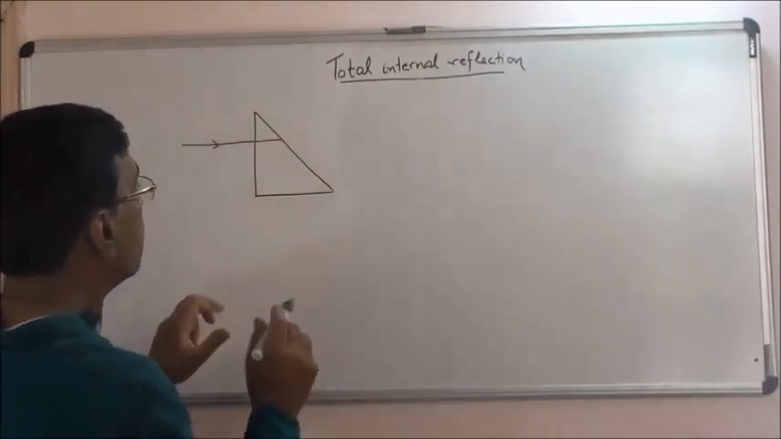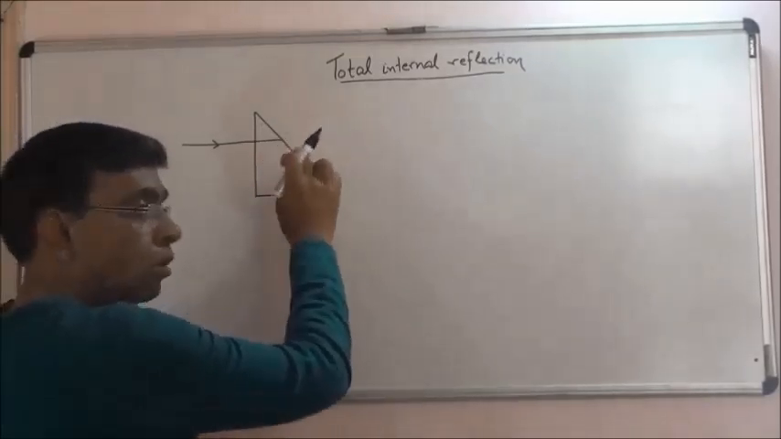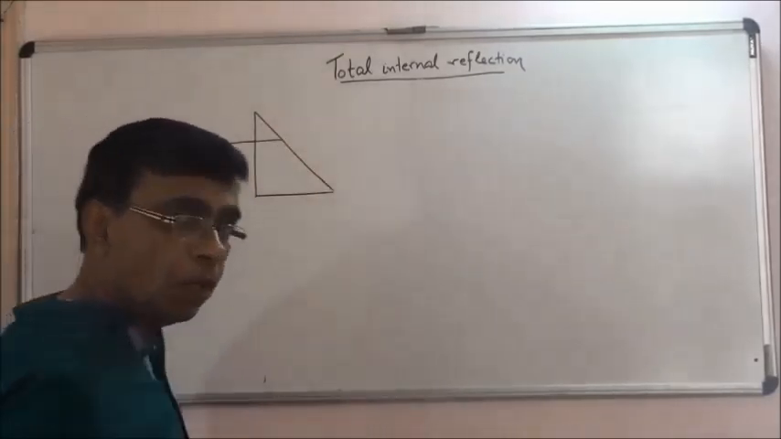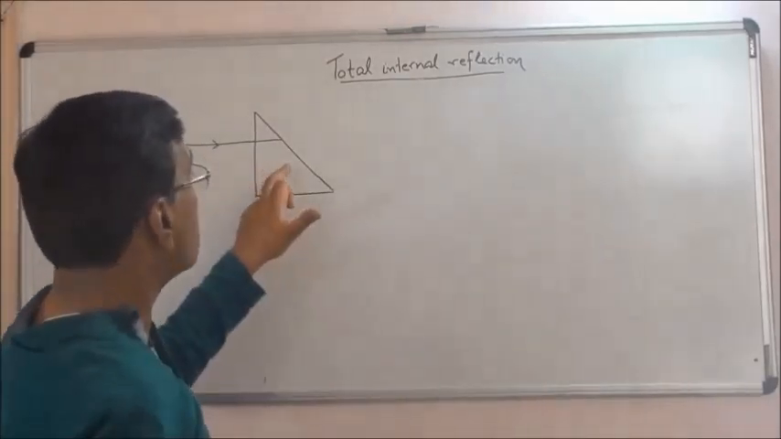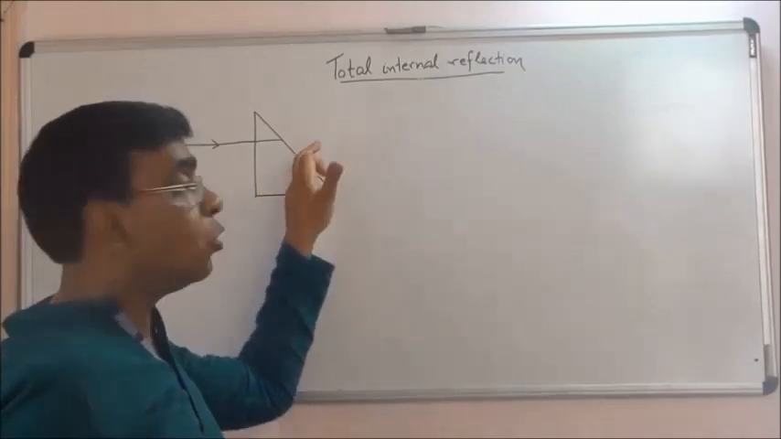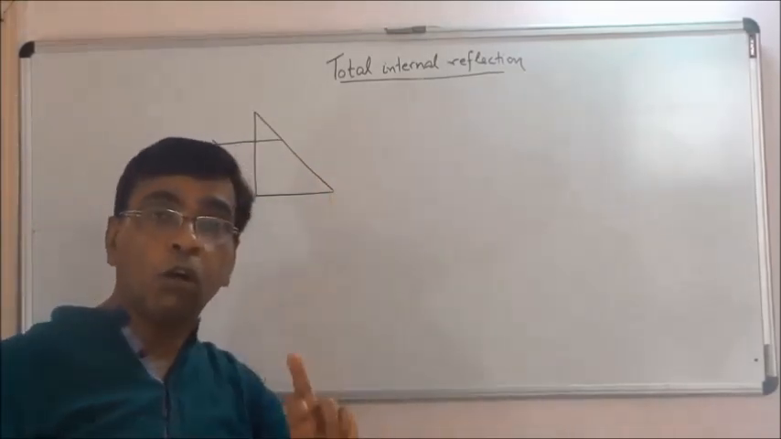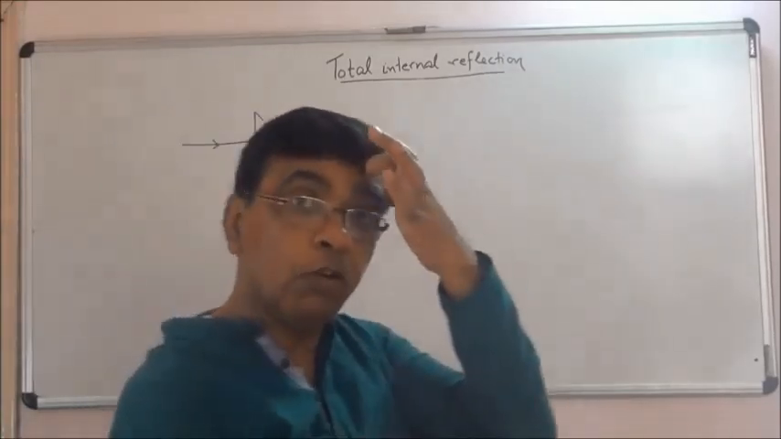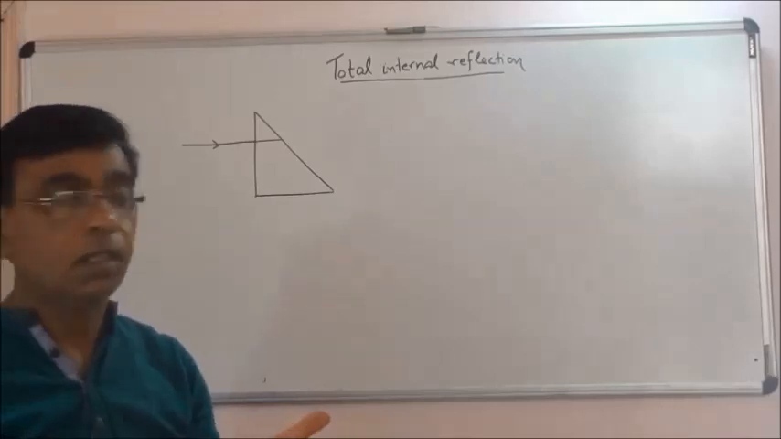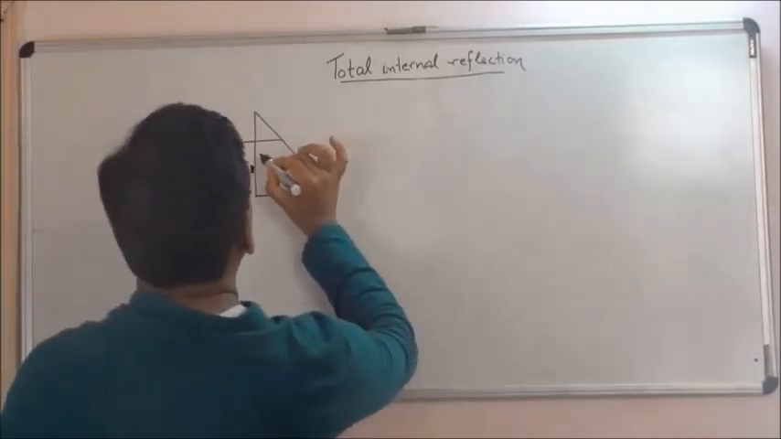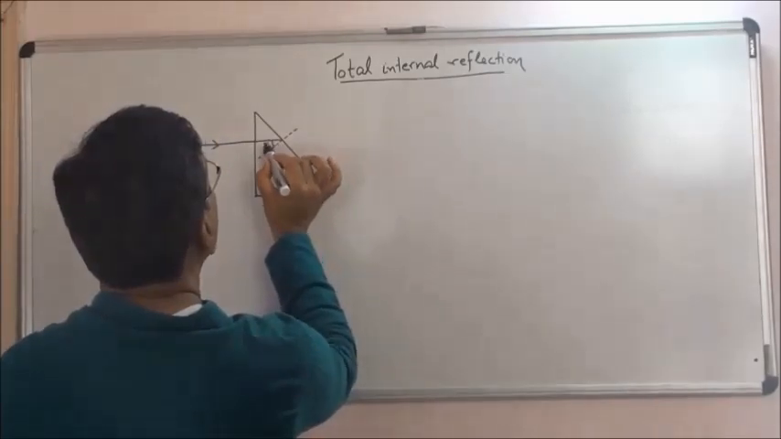Now it strikes this surface. Now at this surface, what will happen? It may move out, it is air, or it may not. Why it may not? Because this is denser and this is rarer. So whether the light ray will go into this medium or not, it will depend on the value of incidence angle, whether it is more than the critical or less than critical. So how we can draw a normal here, and this is the angle of incidence.